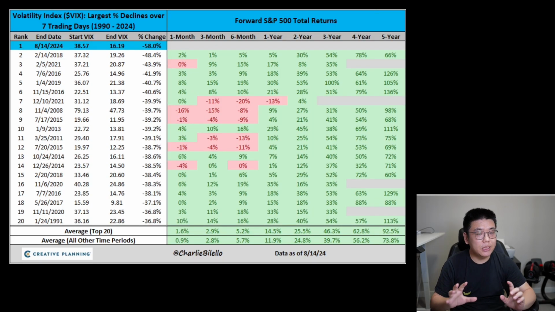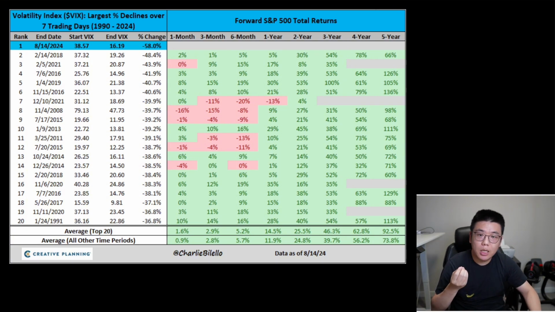So the VIX index drop is actually the largest percent decline over 7 trading days since the year 1990, okay? And this is August 14th, which is 7 trading days after the August 5th VIX spike.